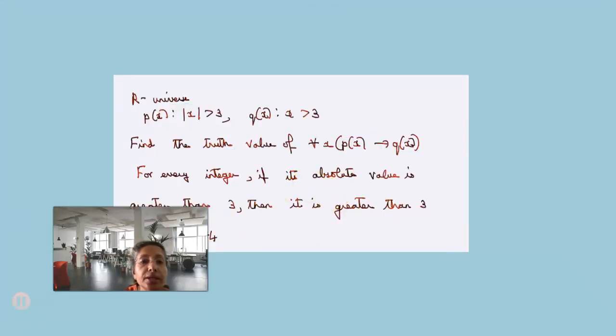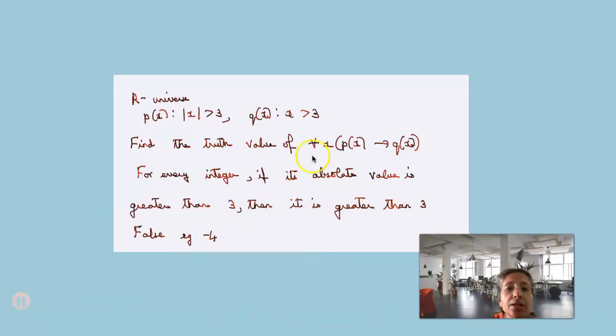Now coming to the next question, given that R is the universe, Px be the set of all elements mod x greater than 3, Qx be the set of all elements x greater than 3, find the truth value of for all x Px implies Qx. So what will this be? The meaning will be for every integer, if its absolute value is greater than 3, then it is greater than 3. Which is false because absolute value of minus 4 is greater than 3, but minus 4 is not greater than 3.